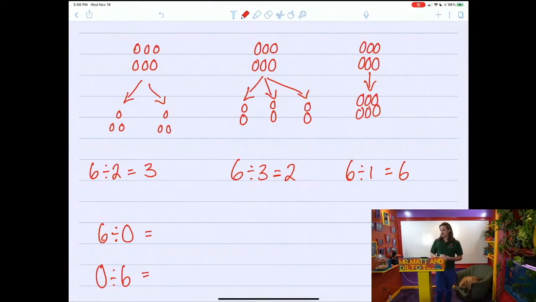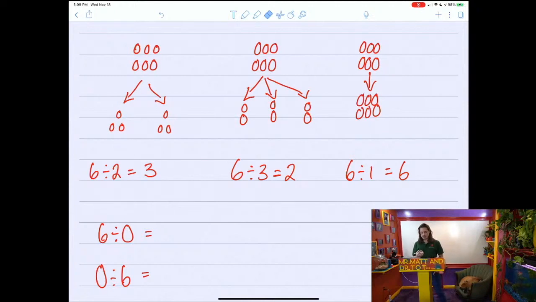Okay, sorry about that. So, as we can see, if we take 6 items divided into 2 groups, then each of those 2 groups would have 3 items in them. So 6 divided by 2 is 3. If we take 6 items and divide them into 3 equal groups, then each of those equal groups will have 2 items in them. So 6 divided by 3 is 2. If we took those 6 items and divided them into 1 group, then that wouldn't change because they were already in 1 group. So 6 divided by 1 is 6.